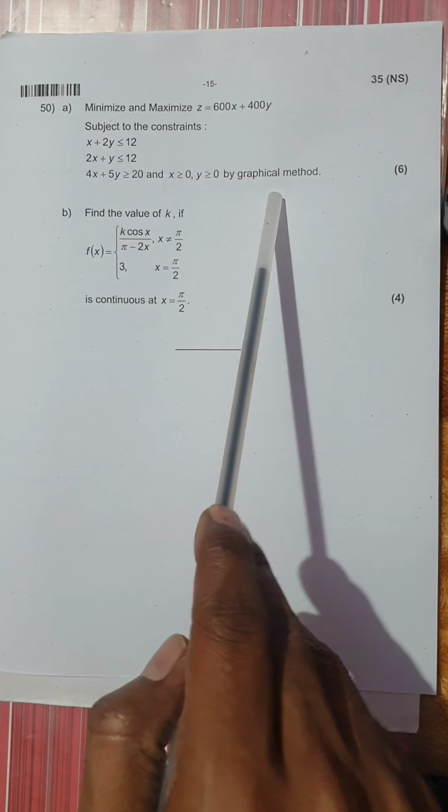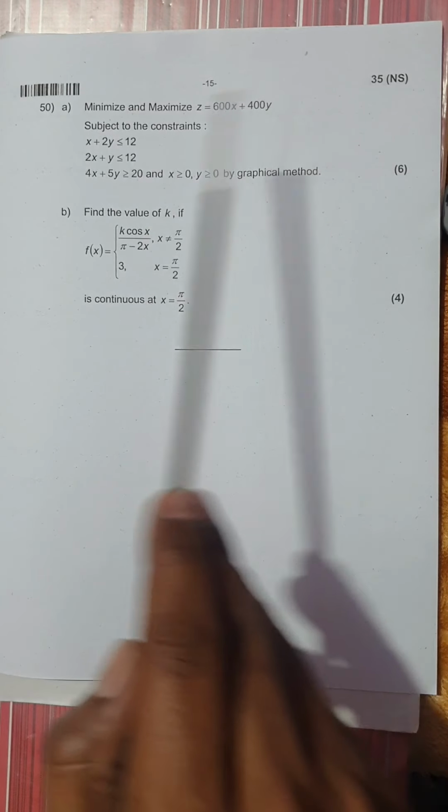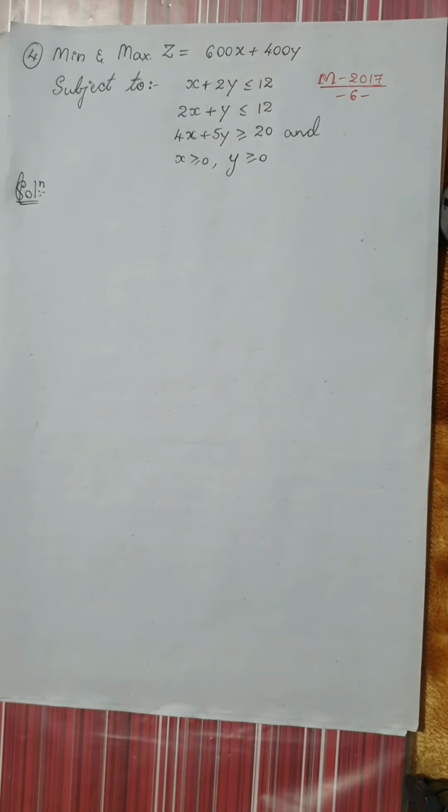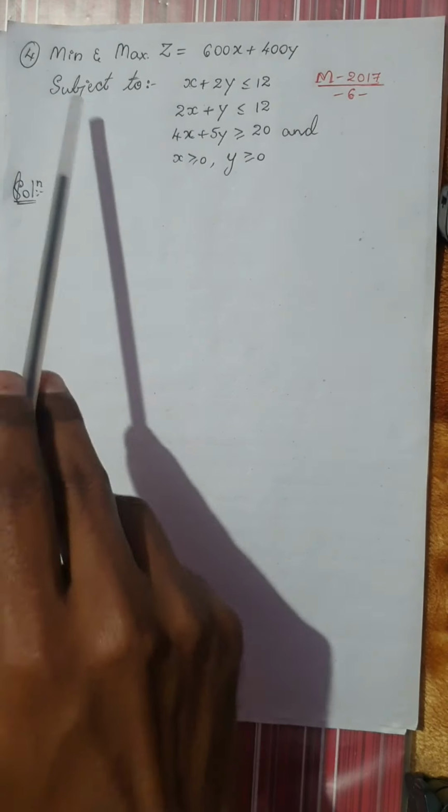This is graphical method. As I told you, this is a 6 marker question. This is how it would be asked in the examination. So this is the question which has been asked in the year March 2017. Okay, so let us find the solution. I've noted down the question here.